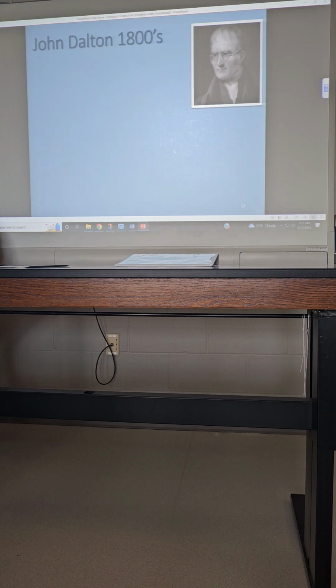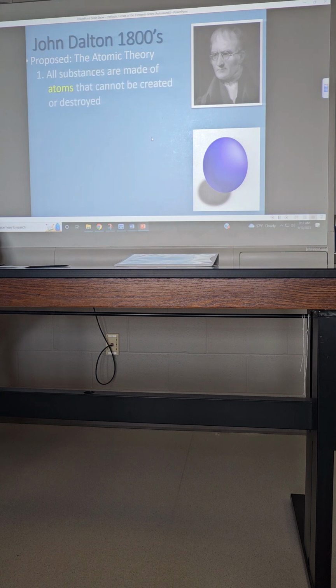So now we're into the 1800s with John Dalton, and he proposed something called the atomic theory. It says all substances are made of atoms that cannot be created or destroyed, and atoms of the same element are exactly alike. This was a huge idea, that there are different types of atoms, and that atoms of a certain type are all the same.